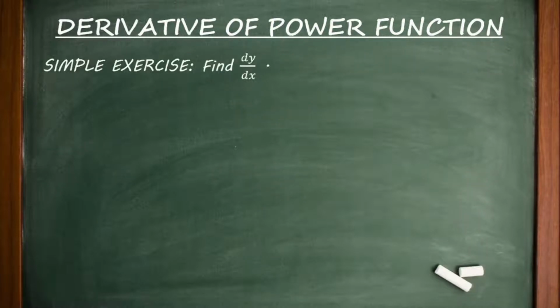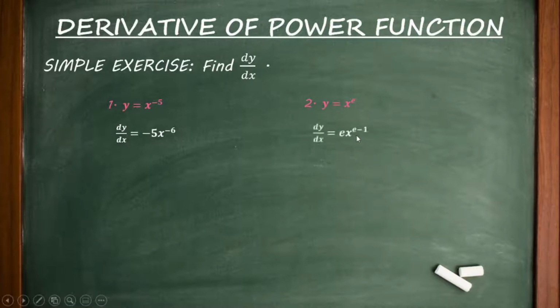Simple exercise. Find dy dx. Exercise 1. y equals x to the power of negative 5. For dy dx, we bring the power negative 5 to the front of x, and then the power minus 1, we get negative 6. Exercise 2. Differentiate y equals x to the power of e. This is an example of an exponent that is an irrational number. Differentiate this, we bring this power to the front of x, and then minus 1.